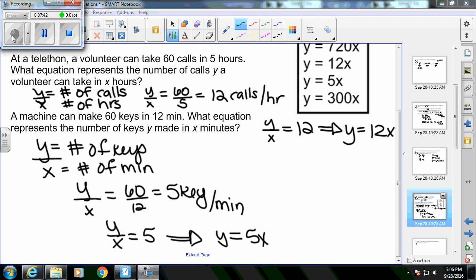Okay. When I set up the problem here, I had to find the constant of proportionality. 60 divided by 12 gives me 5 teeth per minute. And when I plug that into my equation, y equals 5x. And my constant of proportionality keeps going in front of the x, the coefficient of x.